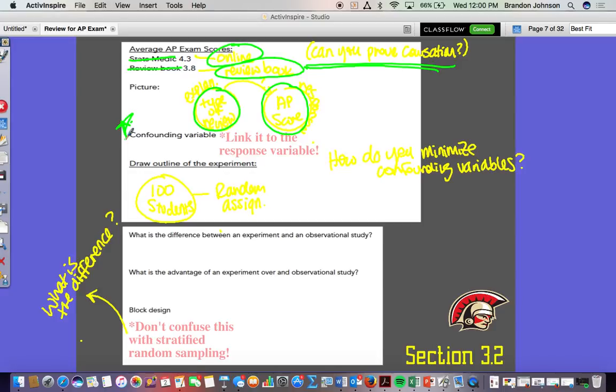Because now what am I doing? I'm putting a treatment and a control group on what's occurring, right? Or I'm comparing two different variables.